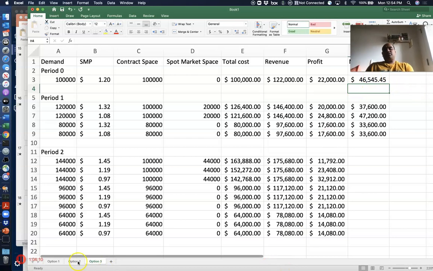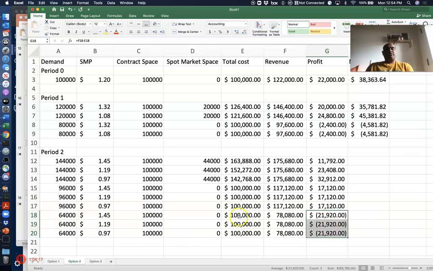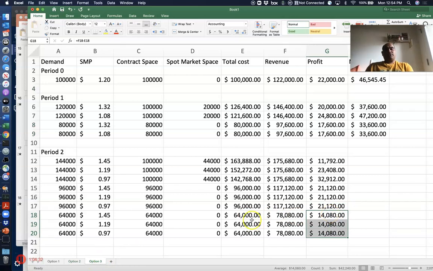And the reason for that is, you'll notice that with option 2, there is a small possibility that you'll make a loss. And the reason for that is you're always paying $100,000. You're always renting 100,000 units. So there is a small possibility of making a loss, right? But not with option 3. With option 3, with the flexible lease option, there are no possibilities for making losses.